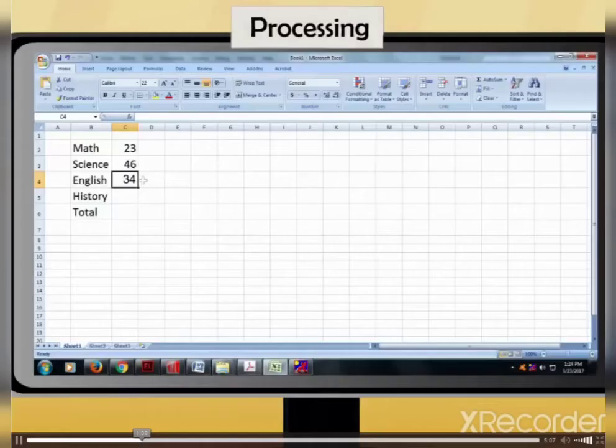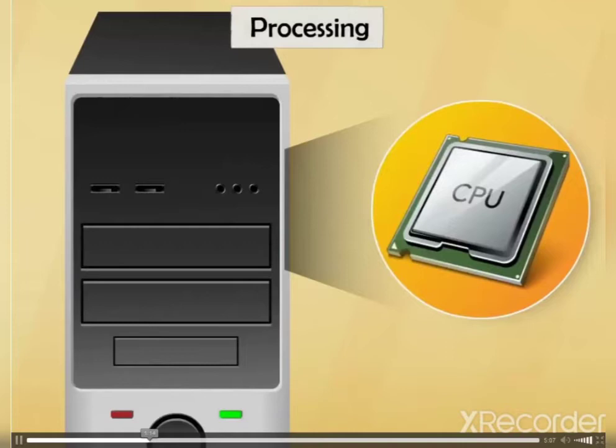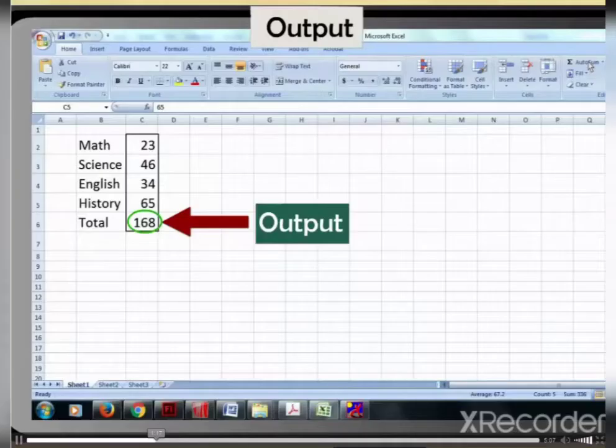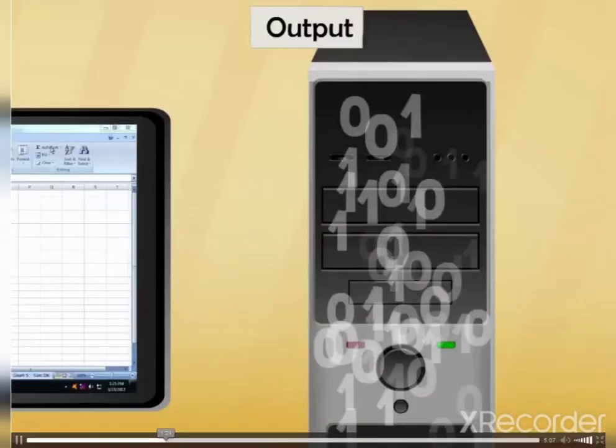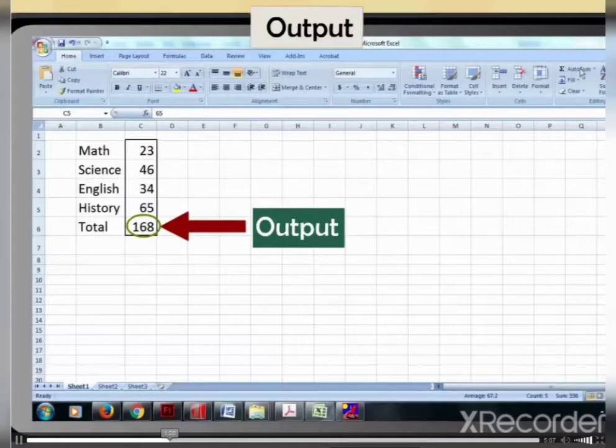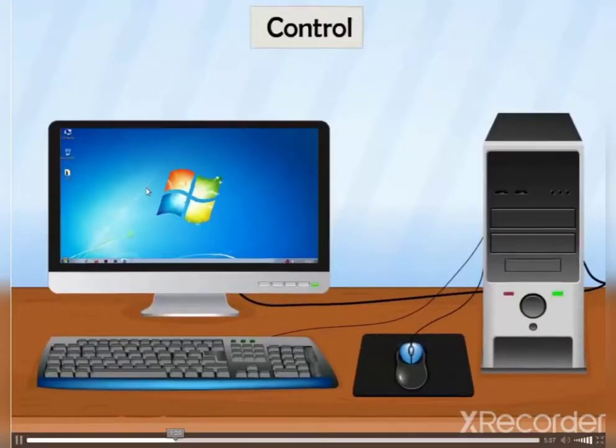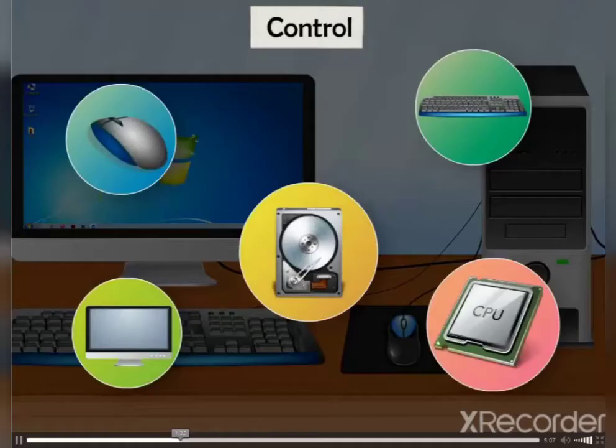Processing. The instructions given by the input unit are followed by the CPU for the processing. Output is the result stored in the storage unit before changing it to user-readable form and is then displayed on the monitor. Control. All the above tasks performed by different parts of the computer are well coordinated and controlled inside the computer system.